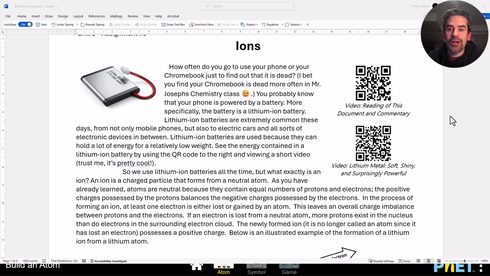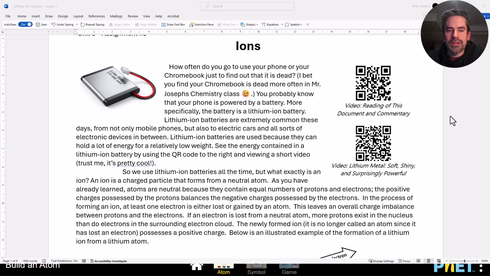Lithium-ion batteries are extremely common these days, from not only mobile phones, but also to electric cars and all sorts of electric devices in between. Lithium-ion batteries are used because they can hold a lot of energy for a relatively low weight.